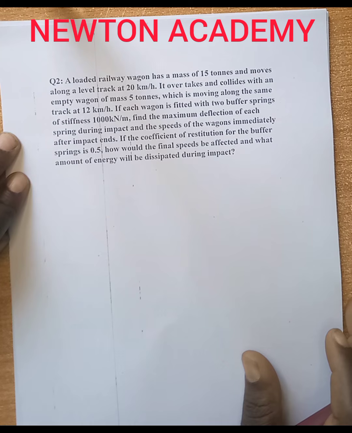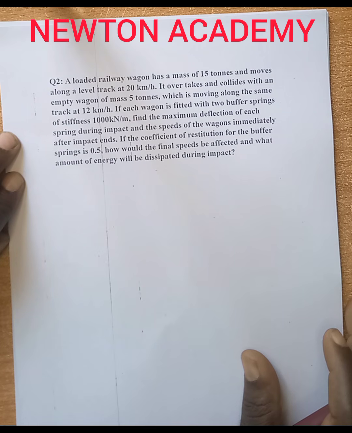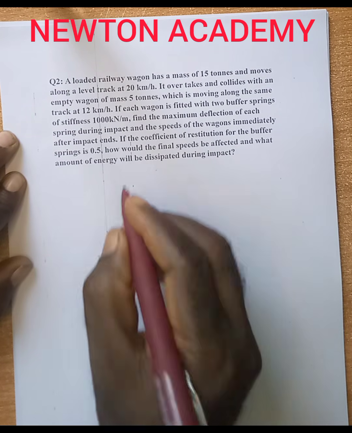12 km per hour. If each wagon is fitted with 2 buffer springs of stiffness 1000 kilonewton per meter, we are to find the maximum deflection of each spring during impact and the speeds of the wagon immediately after impact ends. If the coefficient of restitution for the buffer spring is 0.5, how would the final speed be affected and what amount of energy will be dissipated during impact? Now let us look at the solution to this problem.